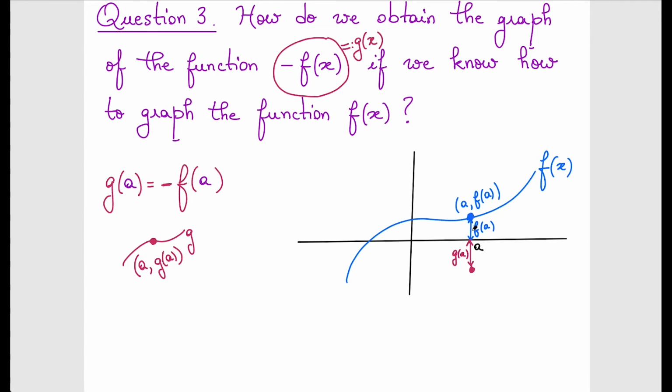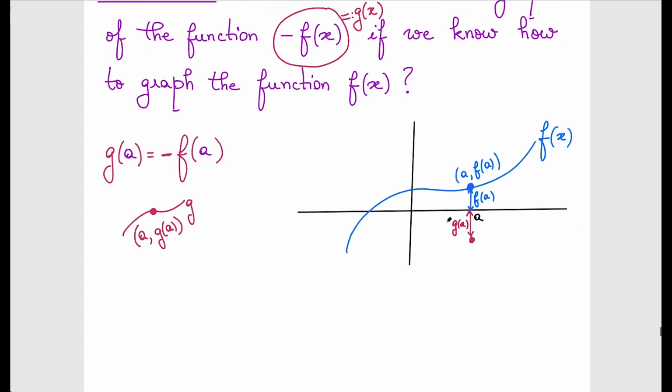And what's the relationship between this blue point and this red point? Well, the relationship is they are symmetric with respect to the x-axis. Correct? So this happens no matter what a is in the domain of f. For each point on the graph of f, you reflect it in the x-axis, and you create the graph of the function g. So long story short, the graph of g is obtained from the graph of f by reflecting it in the x-axis. Okay, so this is what we just discovered.